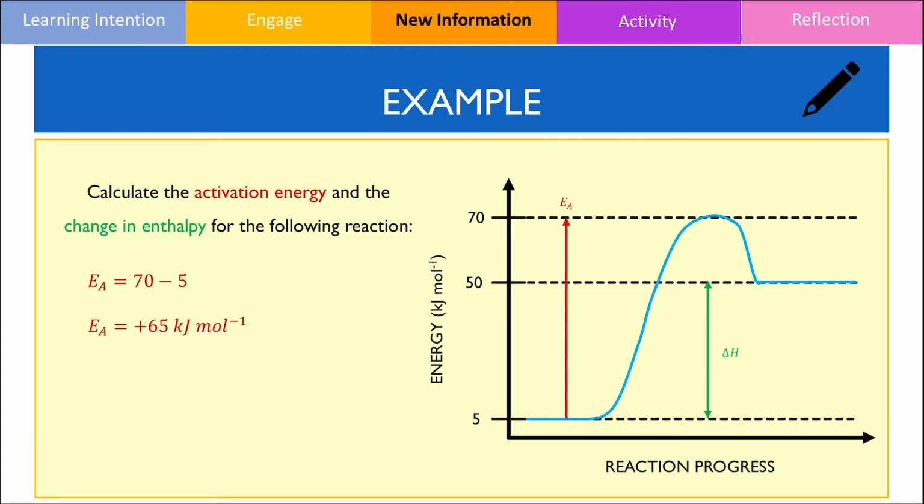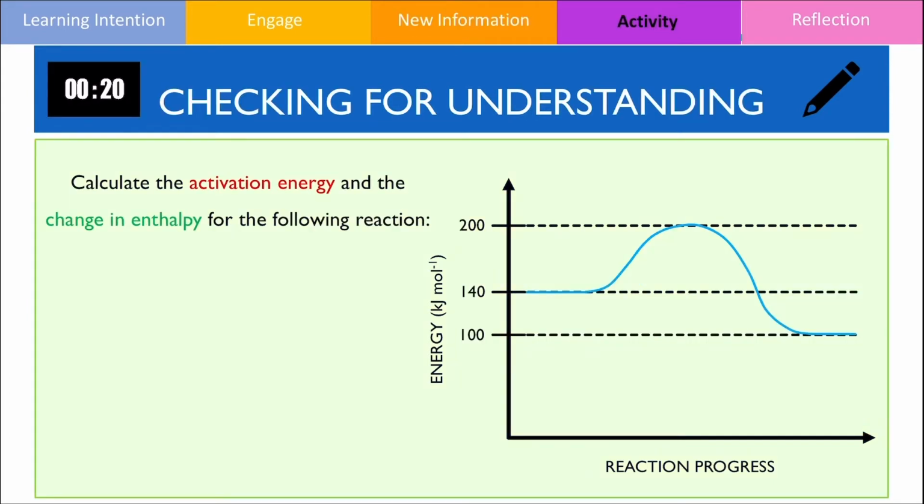If we subtract 50 and 5, we will get an answer of positive 45 kilojoules per mole. The positive delta H value and the general shape of the energy profile tells us that this reaction is going to be endothermic. I would now like you to have a go. Pause this video now and see if you can find the value of the activation energy and delta H.